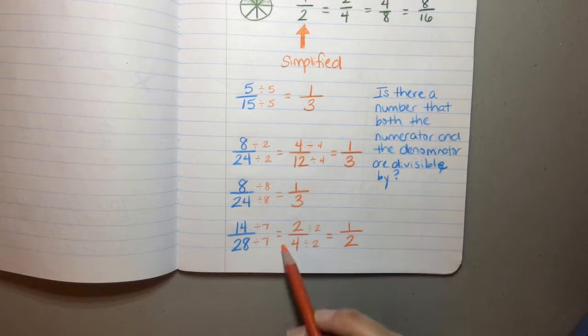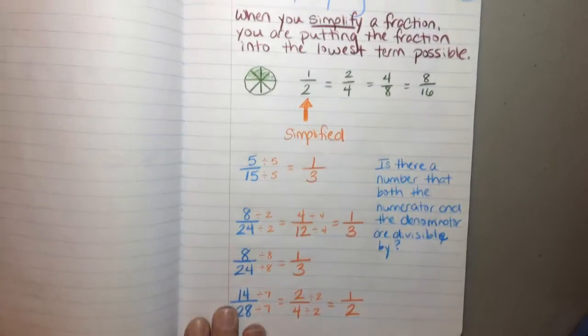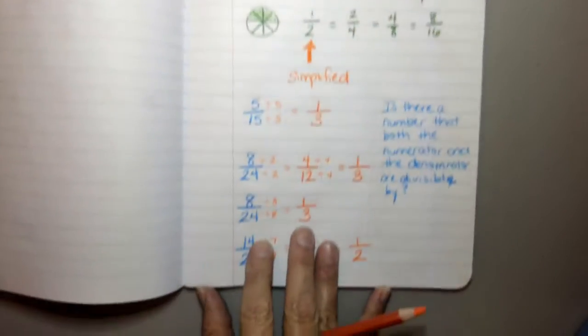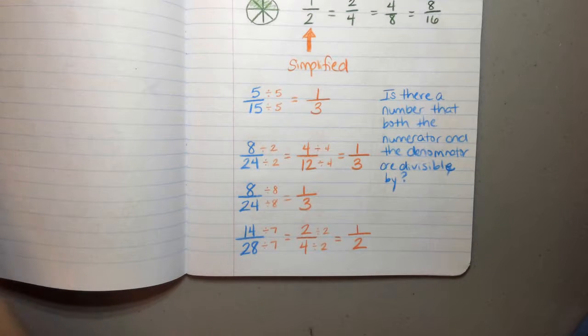So if you can do it in one step, that's great, but if you can't, don't stress out over it. But just make sure that when you're done, you have the lowest term possible.